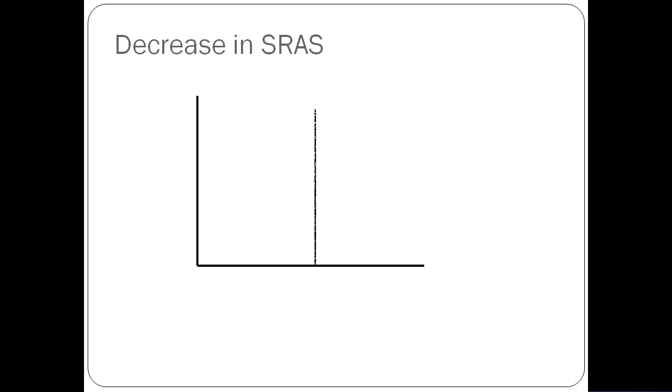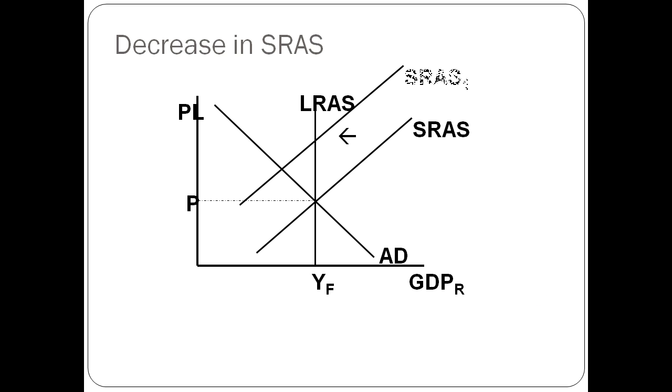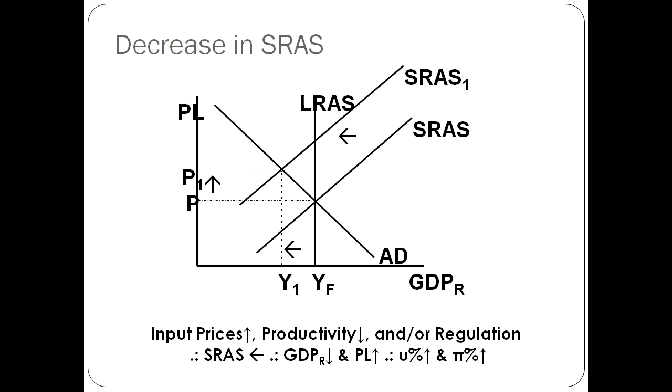Alright, so let's go ahead and look at a decrease in short aggregate supply. So we're going to have our ADAS right here, and in this case we're at full employment output. Aggregate demand and short-run aggregate supply are intersecting at the long-run aggregate supply curve, and we're going to have a decrease in short-run aggregate supply. So the short-run aggregate supply curve is going to shift to the left from SRAS to SRAS1.